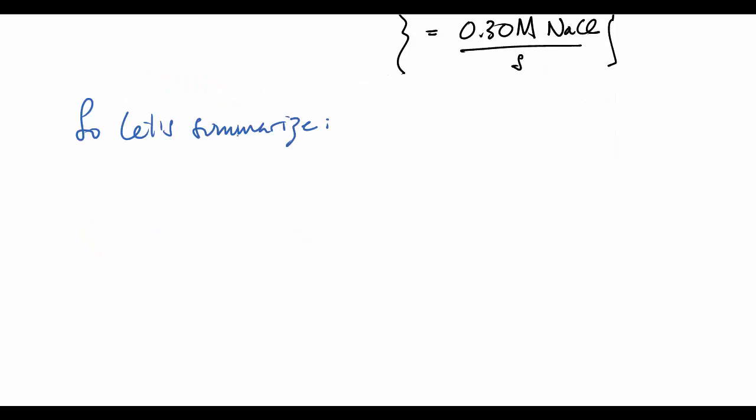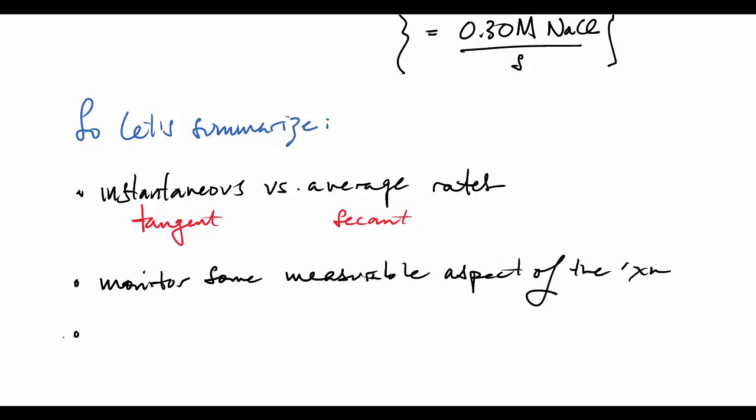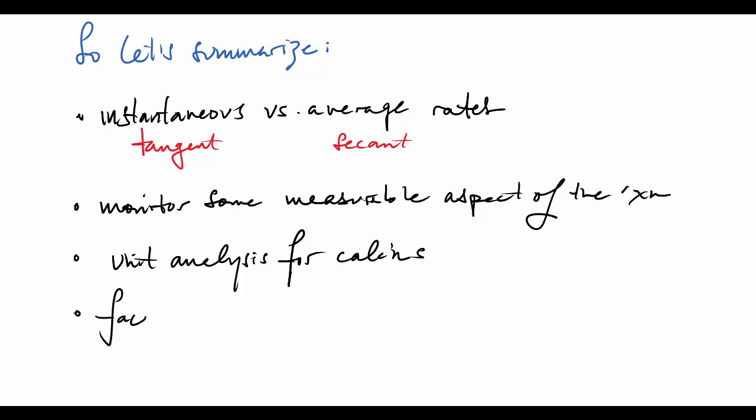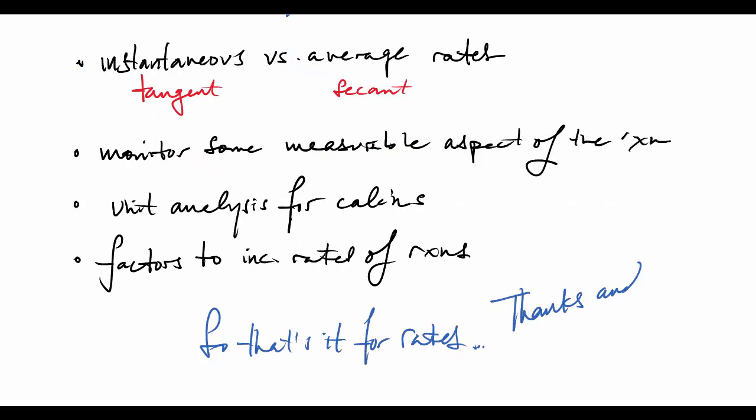So let's summarize what we've got here about rates. First of all, there's that idea of instantaneous versus average rates, secant versus tangent line. Be careful with those. Second, the idea that we have to monitor some measurable aspect of the reaction. Something you can monitor in real time is best. Finally, you can use unit analysis to do some calculations if you want to, and make sure that you understand the factors that increase rates of reactions. So that's about it for reaction rates. Thanks so much, and see you soon.